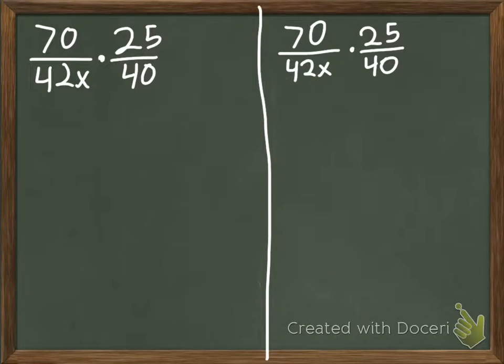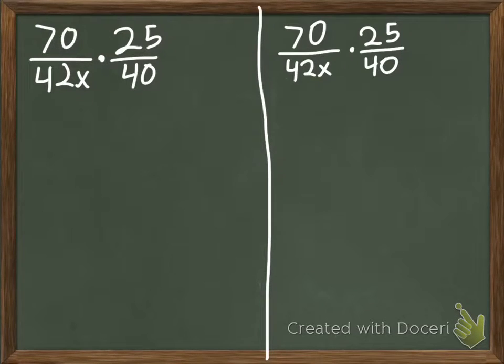And the main reason that we want to reduce it completely before we actually multiply is because it saves us time after we multiply reducing. Because if I were to multiply 70 and 25 together, that's going to give me a pretty big number. So if I were to reduce it, it makes that number a little bit easier to deal with. And it means that after I'm done multiplying, I don't have to reduce anymore.